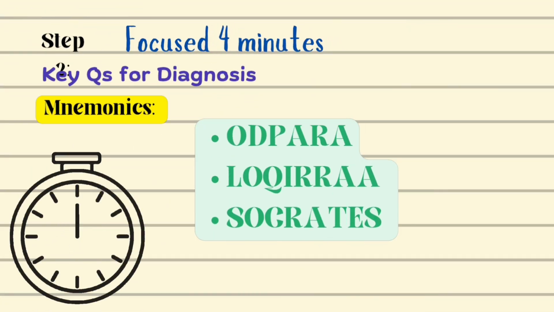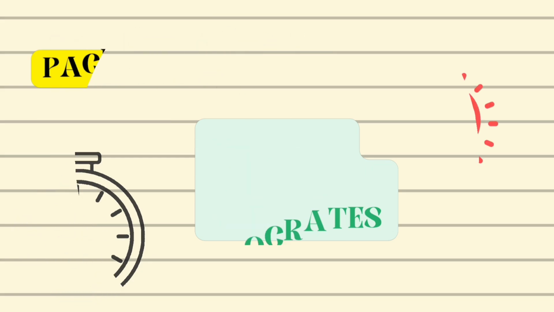Ask the key questions leading towards your diagnosis and use mnemonics, for example, OD-PARA, which stands for onset of symptom, duration, progression, aggravating and relieving factors, and associations. And if presenting complaint is pain, you can use the mnemonic LOKIRA or Socrates. LOKIRA stands for location of pain, onset, quality of pain, intensity, radiation, relieving and aggravating factors, and associations.